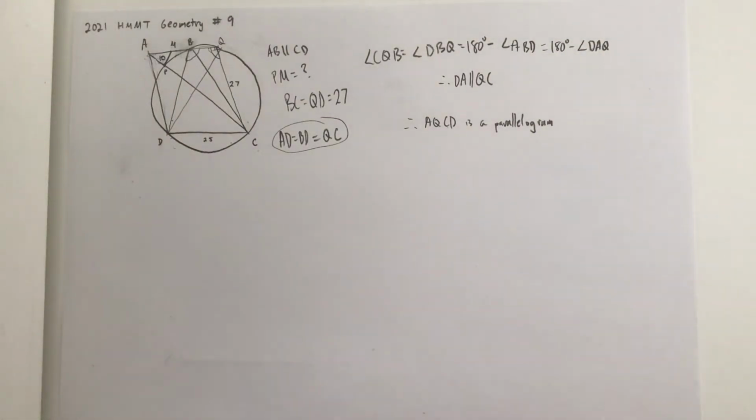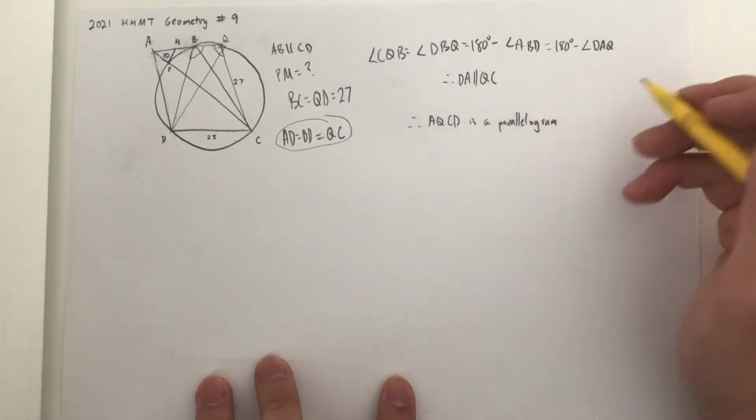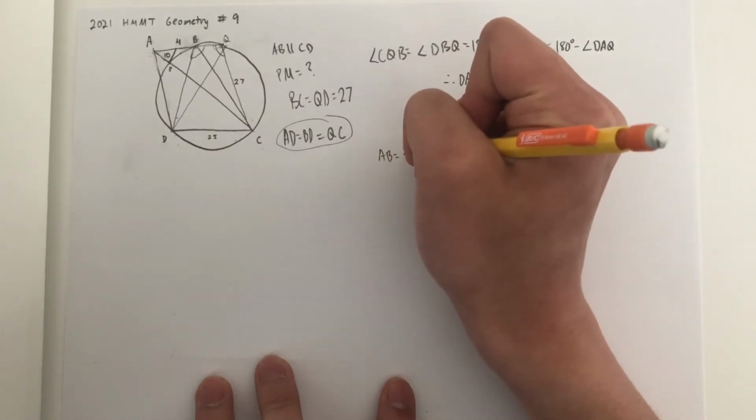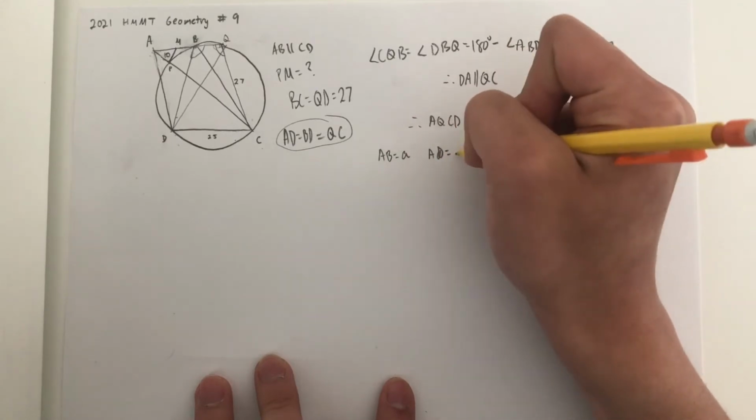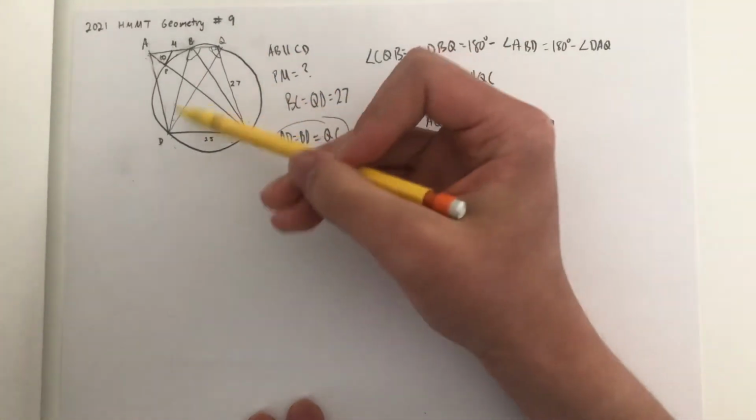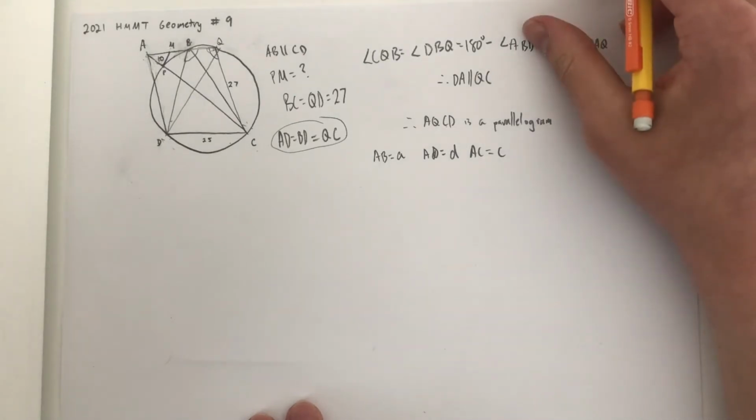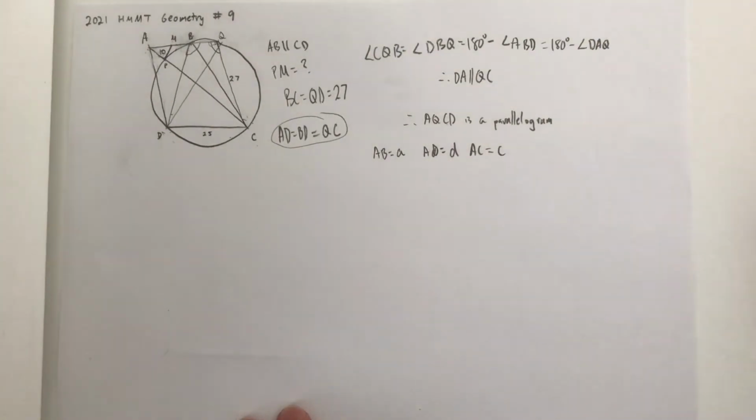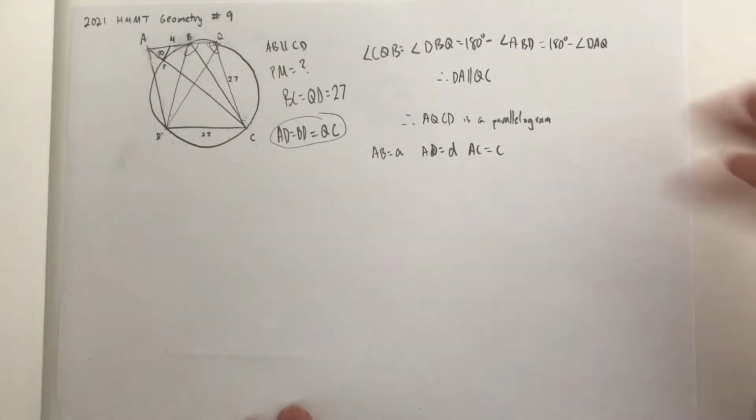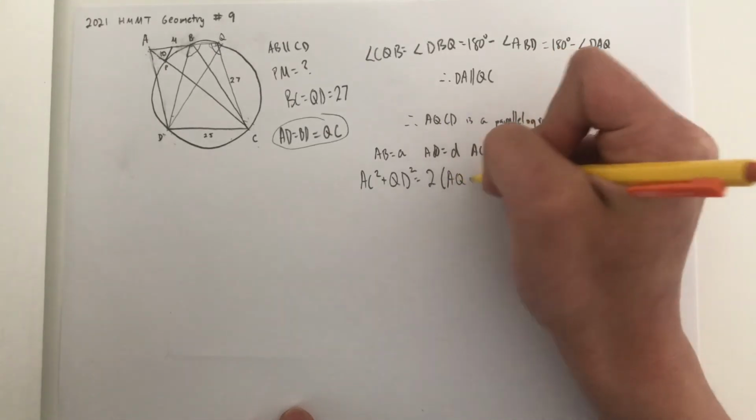So what this allows us to do is set up some equations so we can actually solve for MP. The first equation we are going to set up is using the parallelogram diagonal theorem. So if we assign variables, let's say AB is equal to a, AD we'll set equal to d, and AC we'll set to c. The parallelogram diagonal theorem states that the sum of the diagonals squared, so QD squared plus AC squared, is equal to 2 times the sum of the sides squared, so AC squared plus QD squared equals 2 times (AQ squared plus AD squared).